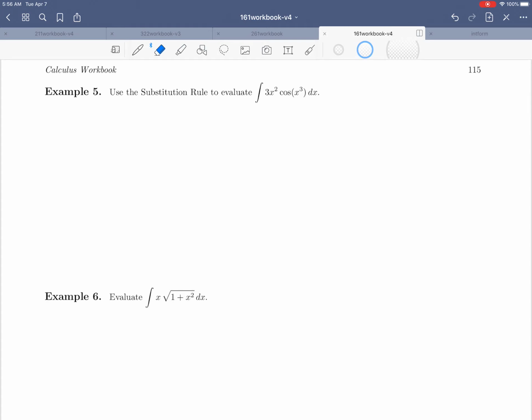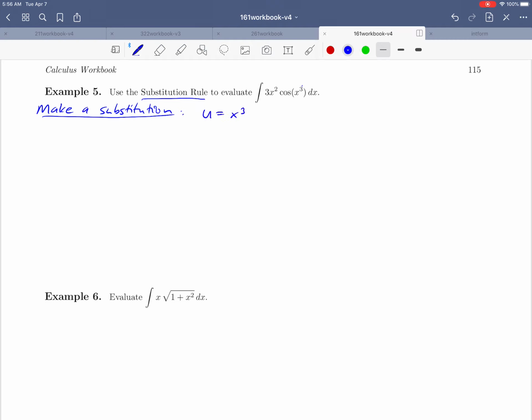Notice that they're asking us to use something called the substitution rule to do this. The substitution rule is a way of taking an integral like this that's complicated and transforming it into an easier integral where we can maybe use that table that we just looked at a minute ago. Okay, so here's how it works. We're going to start by making what's known as a substitution. The substitution I'd like to make in this case is to let u be x cubed.